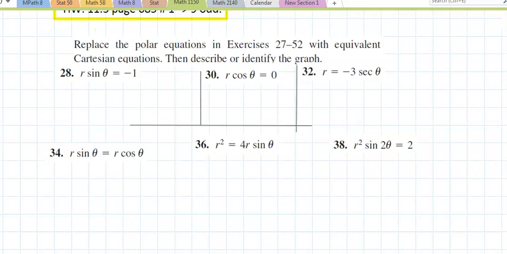On the next set of problems, replace the polar equation in set 27 through 52 with equivalent Cartesian. That means change it to x and y. And again, in case you've forgotten, we only have 4 formulas.